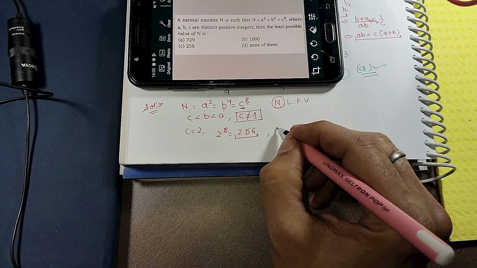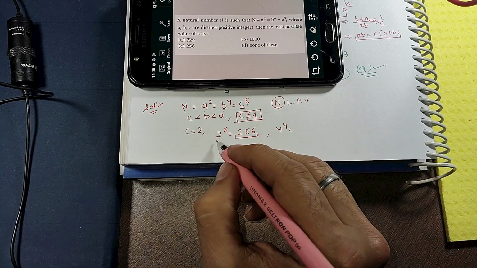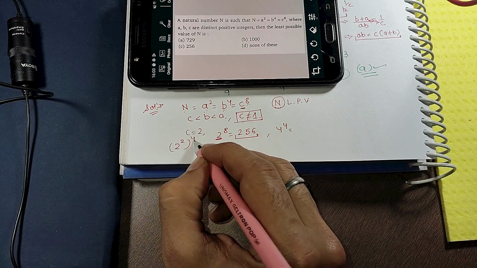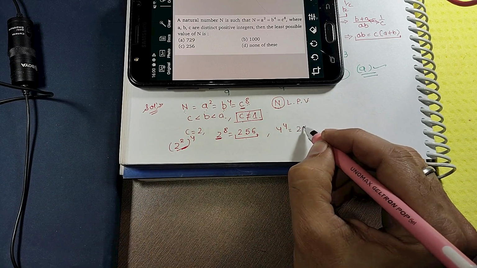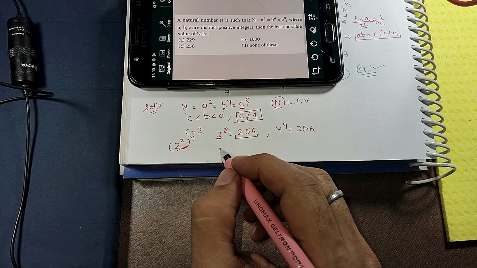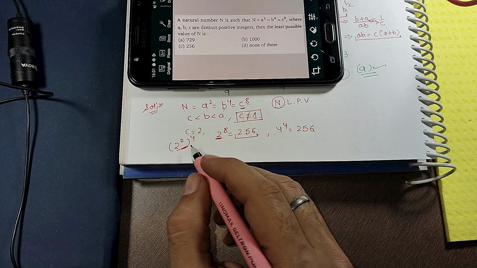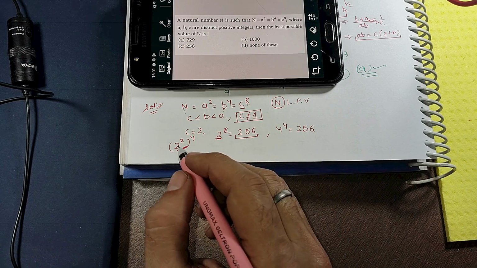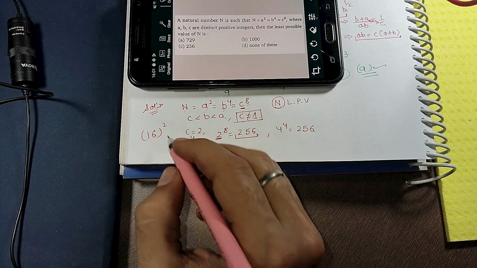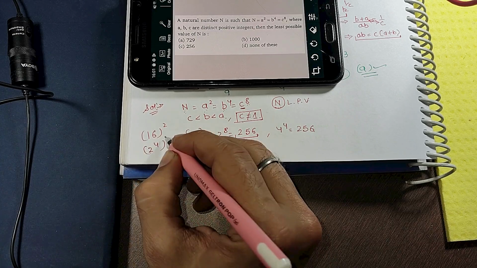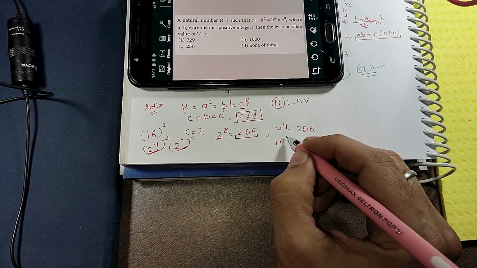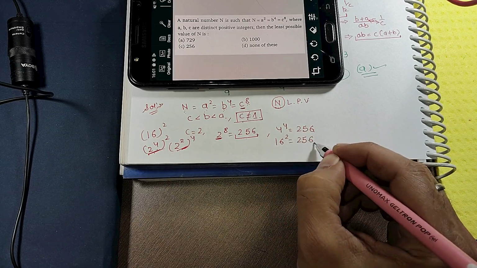Now we know that 4 raised to power 4 comes from 2 raised to power 2, whole raised to 4. So 4 raised to power 4 is also equal to 256. Now for a square, I have to write it in a way that it should be a square. So this is basically 16 whole raised to power 2, or I can write this as 2 raised to power 4 whole raised to power 2. Now 2 raised to power 4 is 16, so 16 whole square is also equal to 256.